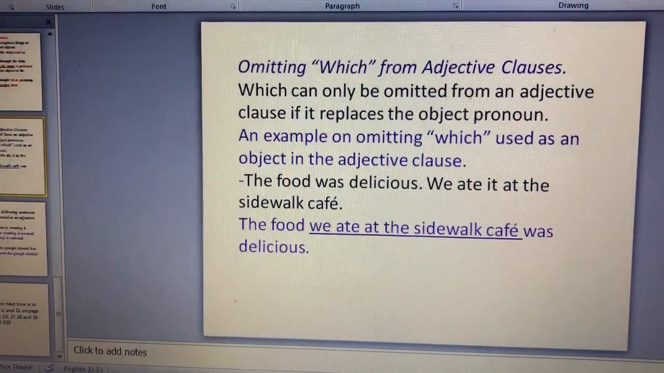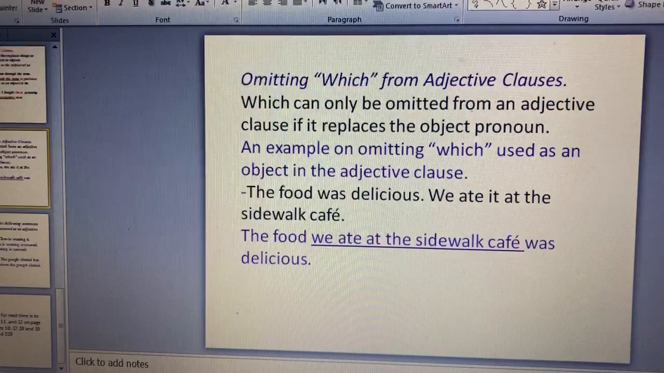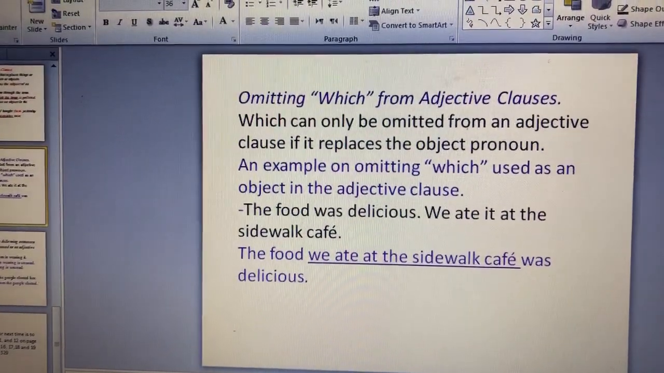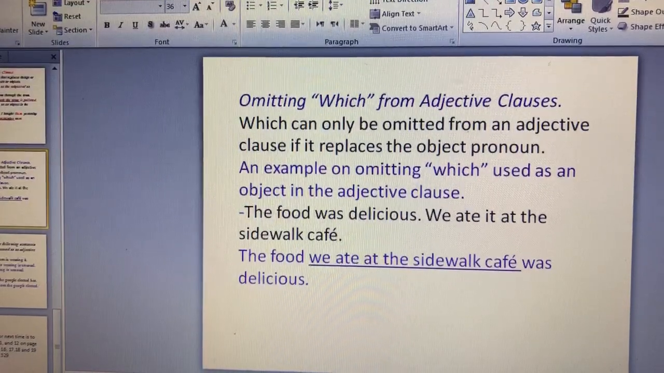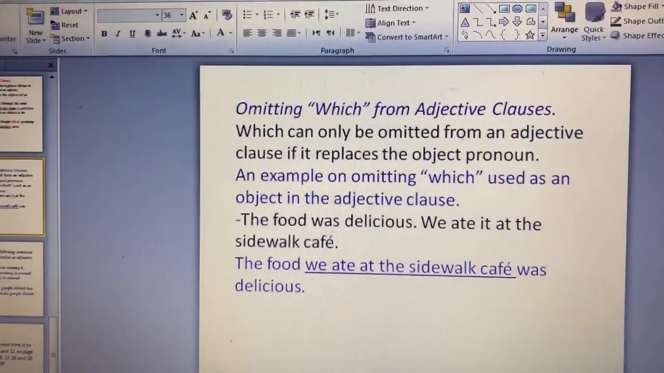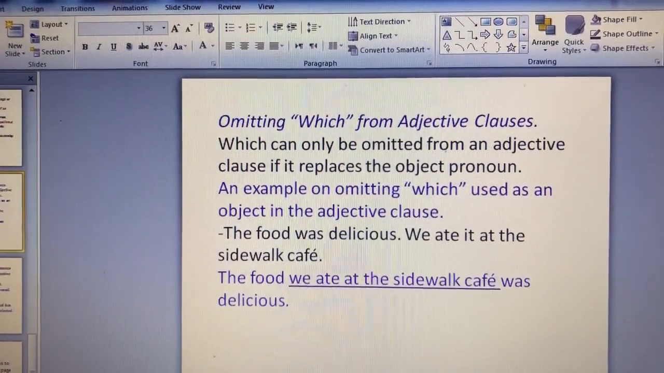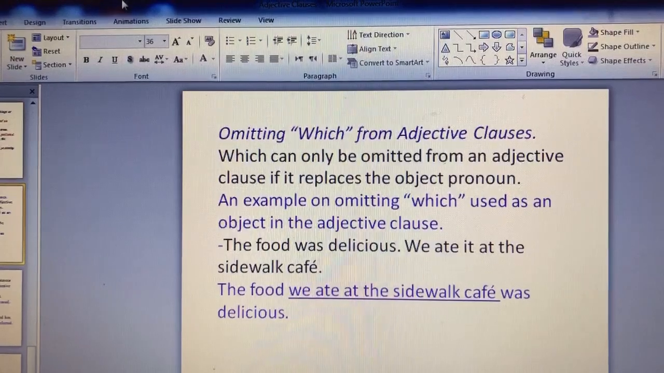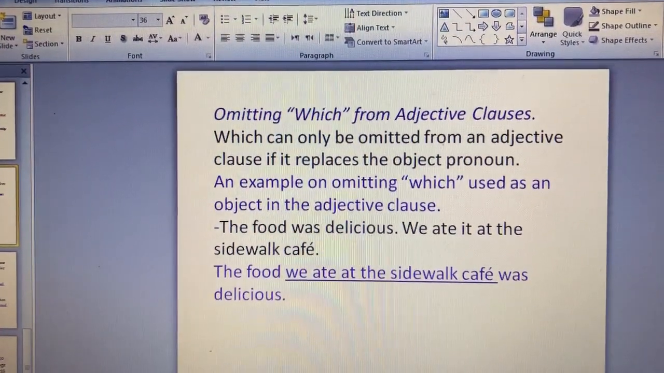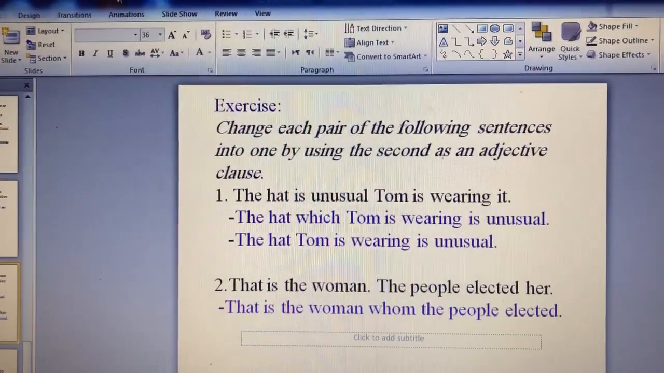The food we ate at the sidewalk cafe was delicious. We ate at the sidewalk cafe is an adjective clause modifying food. We here is the subject of the adjective clause and ate is the verb. I omitted which here because it's an object, and I stopped at cafe because was is another verb that shouldn't be included in this adjective clause.